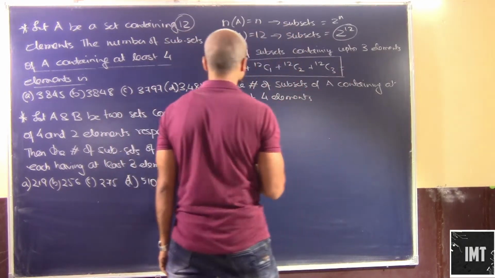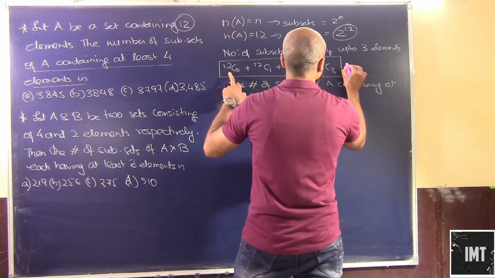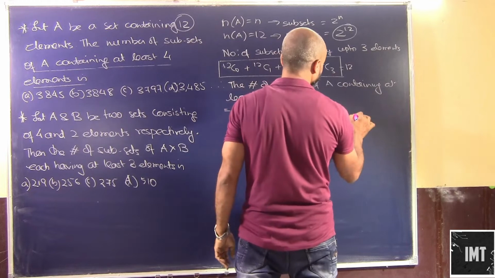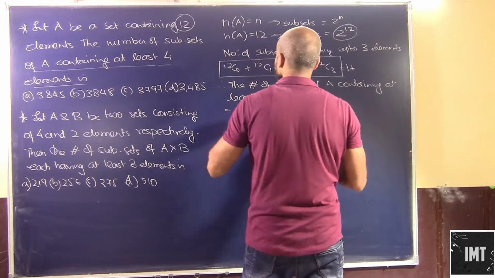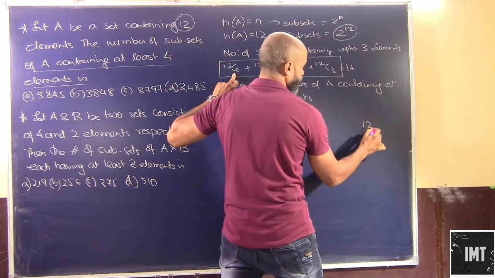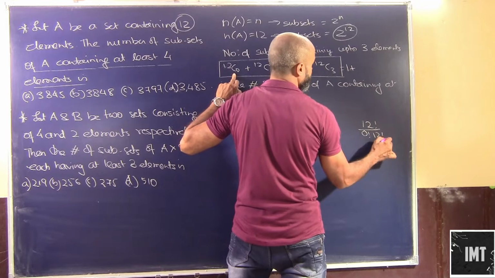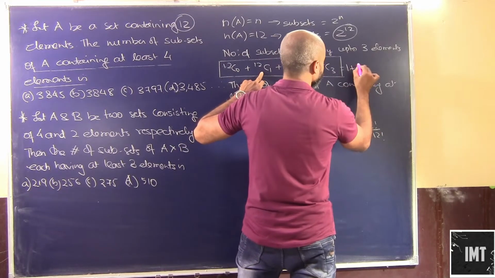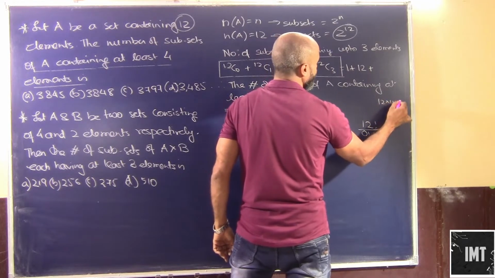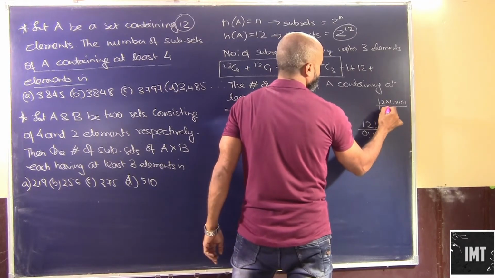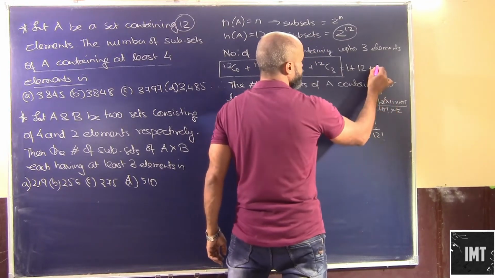Let's calculate this. 12C0 will basically mean 12 factorial upon 0 factorial and 12 minus 0 factorial. This will be 1. 12C1 will be 12. 12C2 will be 12 into 11 into factorial 10 upon factorial 10 into 2, so that gets cancelled. This will be 66.